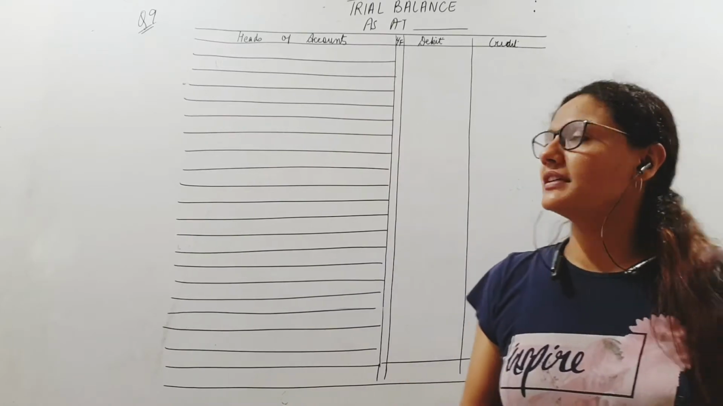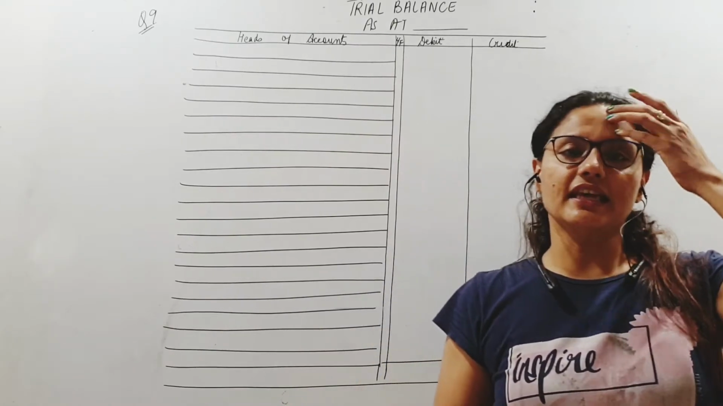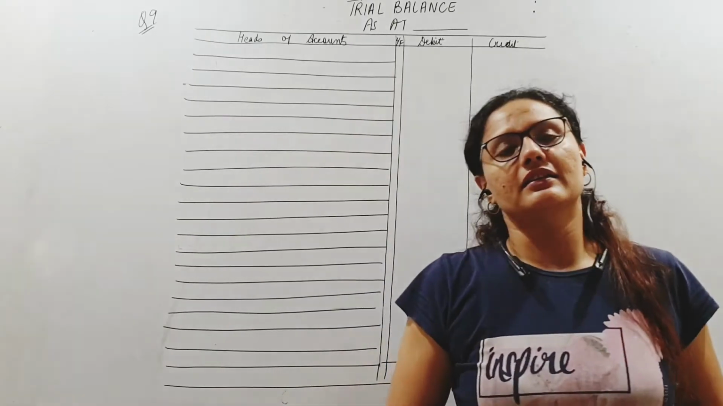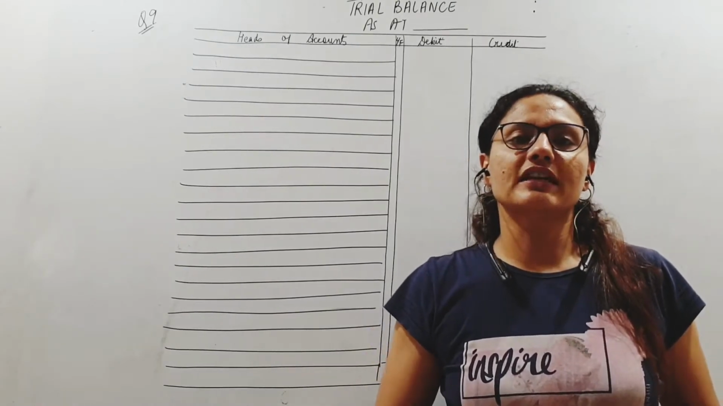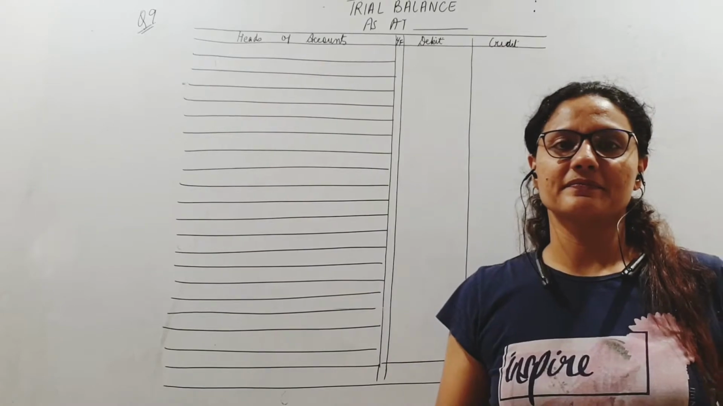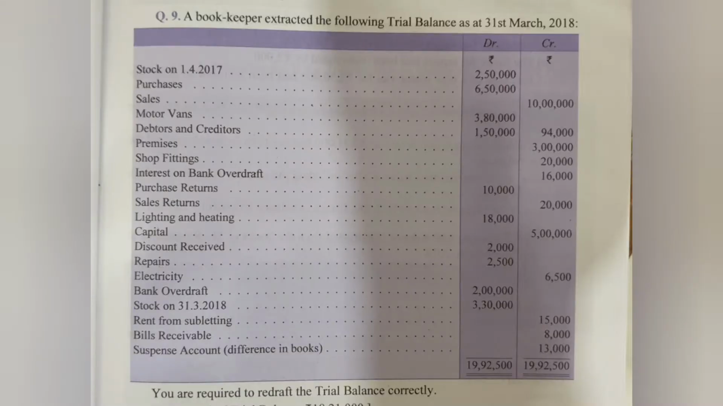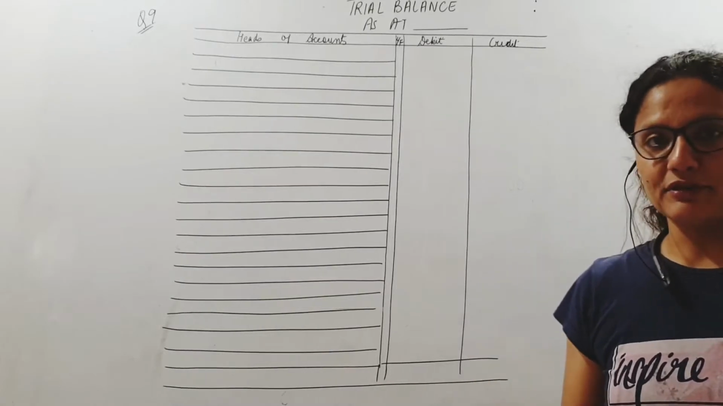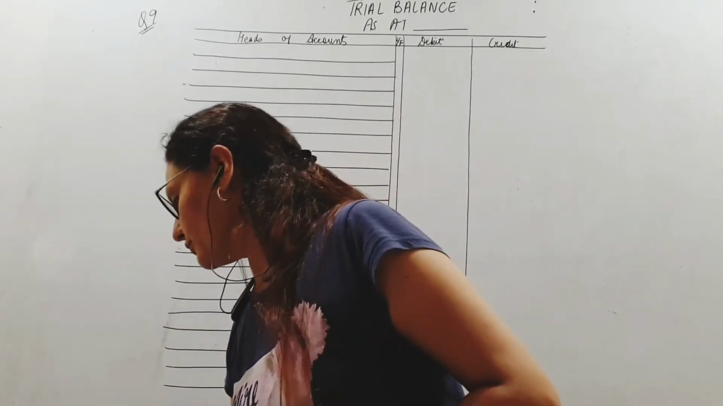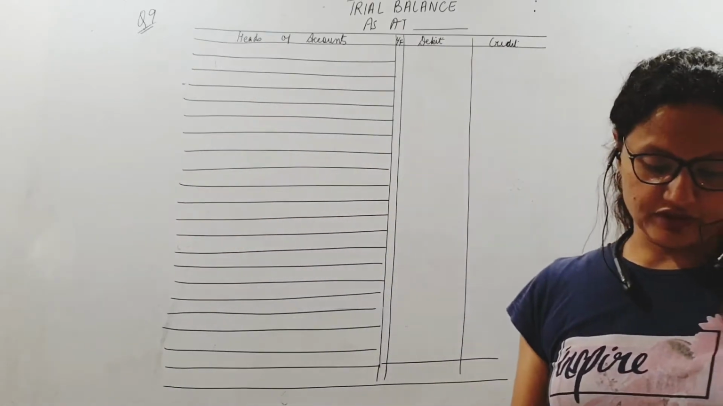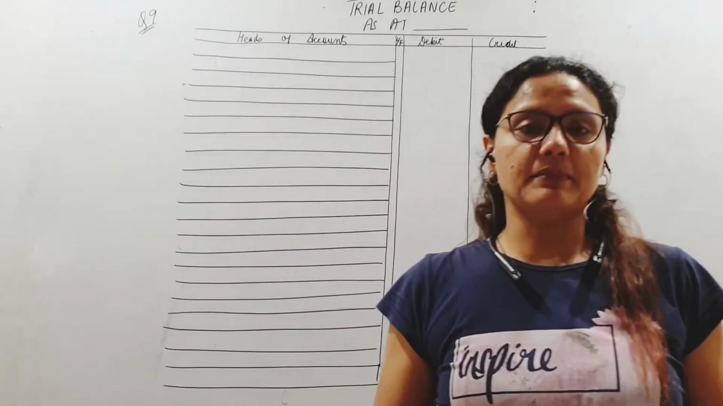Again, this is a very simple sum, simple topic, no issues. We are doing question number 9. We are referring to D.K. Goel, and I have also put in the clip of the picture of the sum here, so you can just refer to it. So now this is the sum in front of you. We have been told to redraft the trial balance correctly.